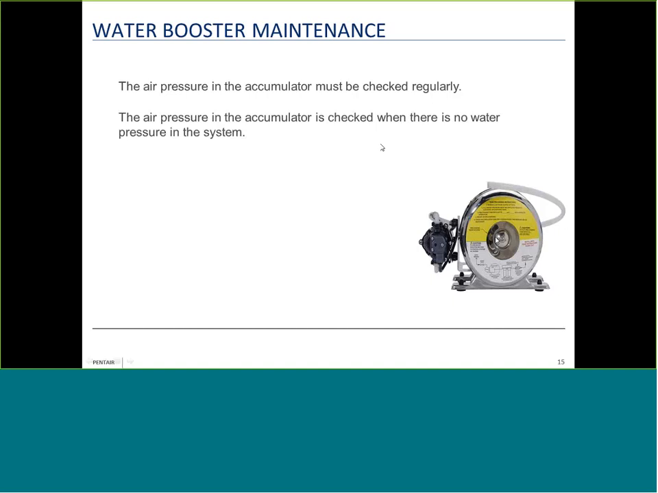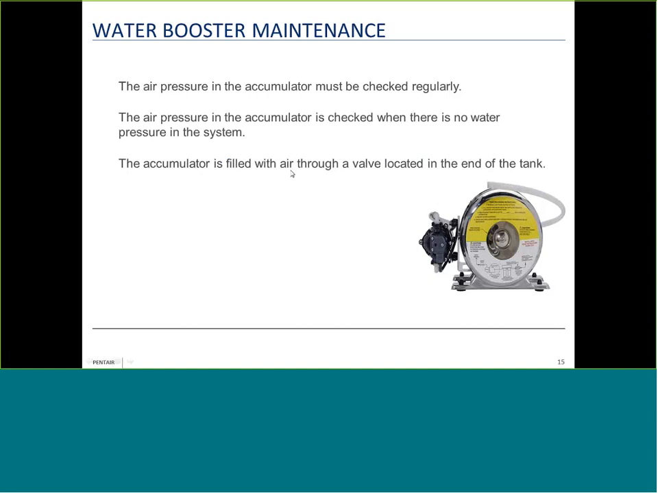And the accumulator tank is filled with air through a valve located at the end of the tank here underneath this cap. And it is a Schrader valve, just like a bike tire valve, in order to fill that bladder tank.